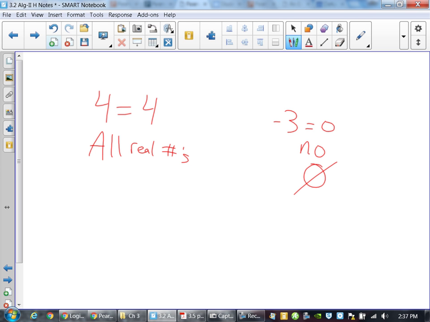Anyway, if you wind up with the same thing on both sides of the equal sign and you didn't goof, that means that it's all real numbers. If you get different things on both sides of the equal sign and you didn't goof, it's no answer, no solution, excuse me.